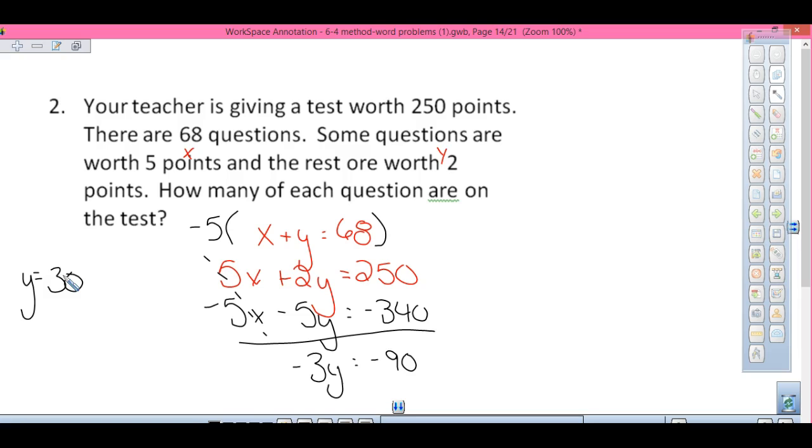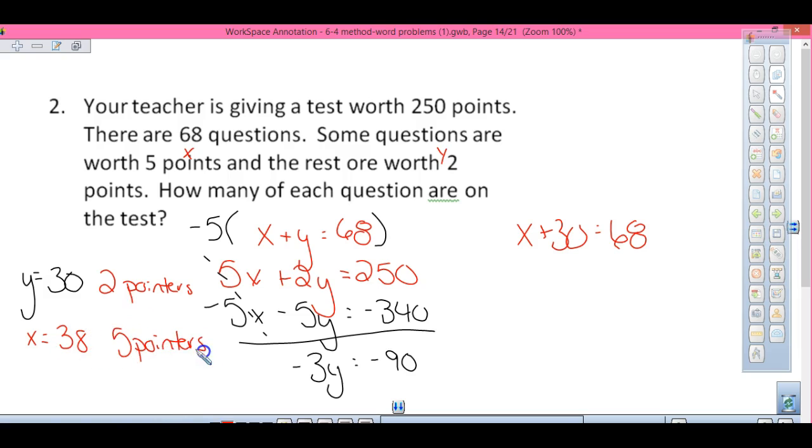Okay, so y is worth, well, I'm saying, all right, so y is what? What does y stand for? Well, we got 30, but what does it stand for? So there's 30 2-pointers. Okay, and then we've got x plus 30 equals 68. How many 5-pointers? Yep. So x would be 38 5-pointers.